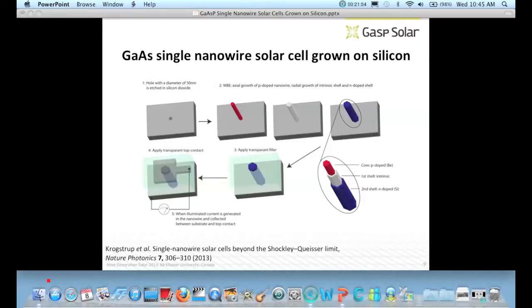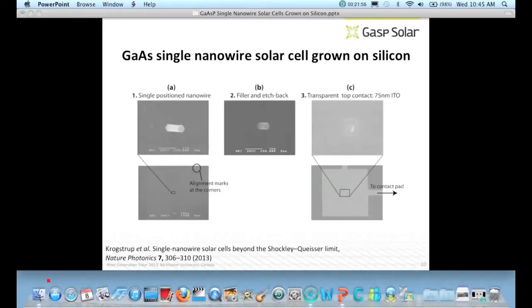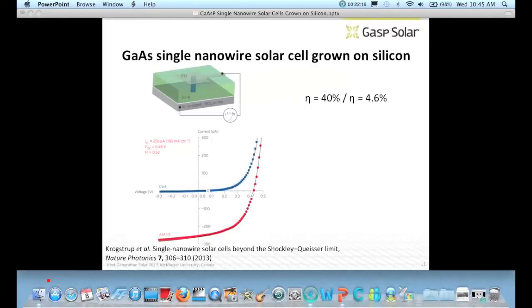Now this is the sketch of it, and in real life it looks like this. You have the growth substrate with some alignment marks on here, so we can find it. We just grew 1 nanowire. Well, actually we grew many, but we contacted them individually. We have the position-grown nanowire here, filler, etch back, just the top exposed, and put down the transparent top contact, in this case ITO, and then you're ready to measure. We use SU8 as the filler in this case.